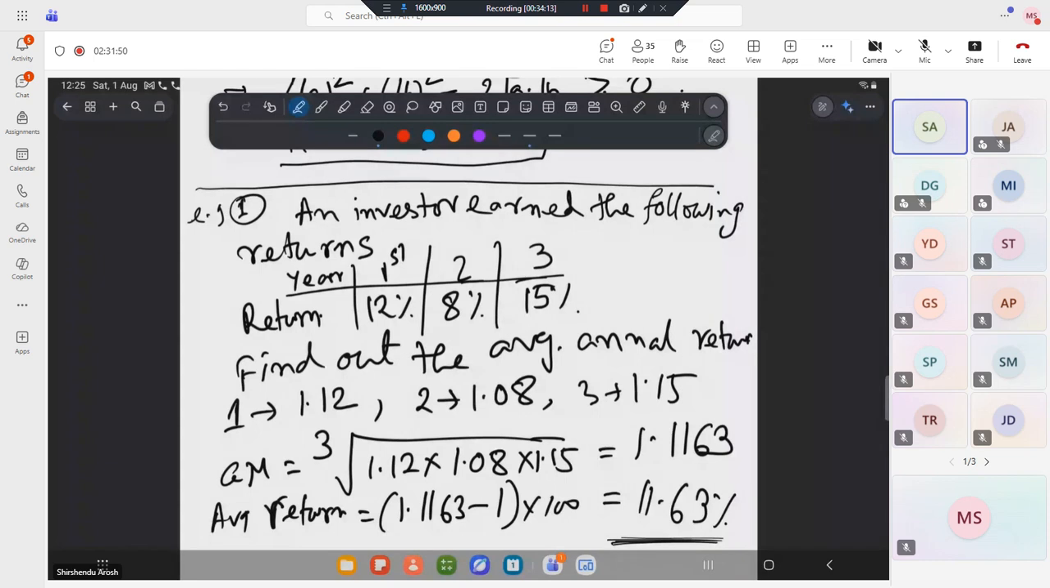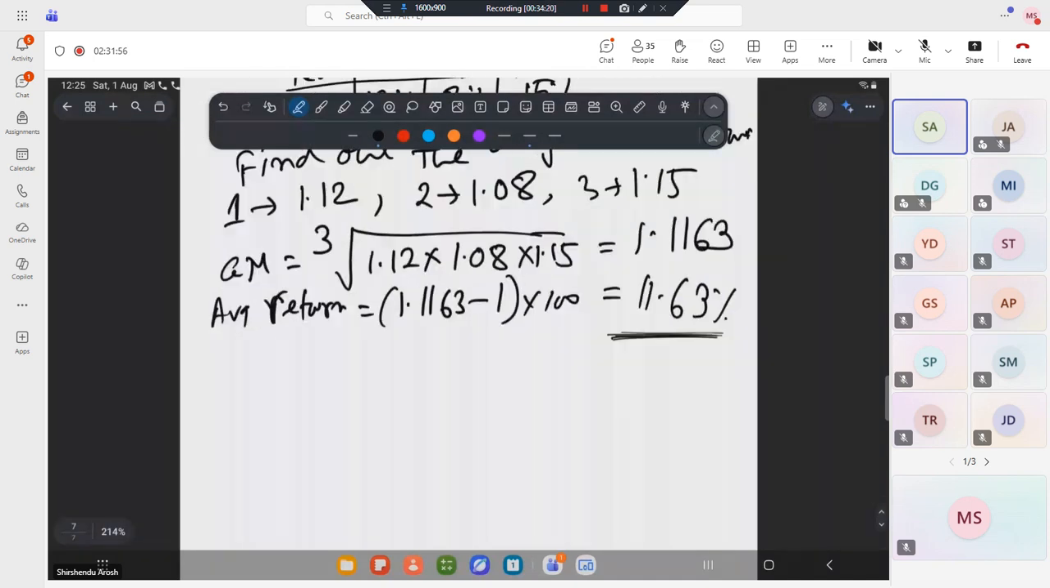So if it is a non-weighted, simple GM situation, this would be the process to deal with the problem.